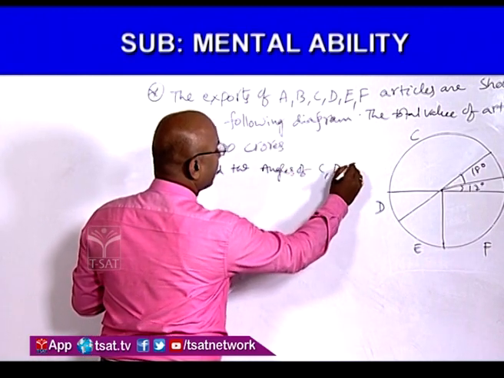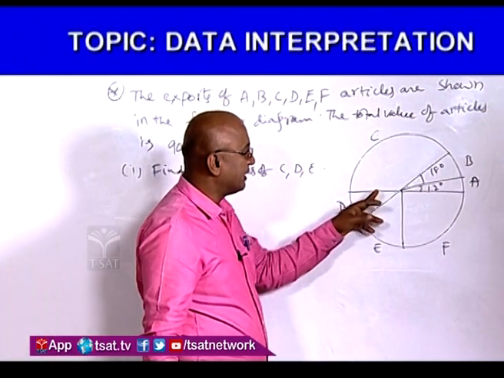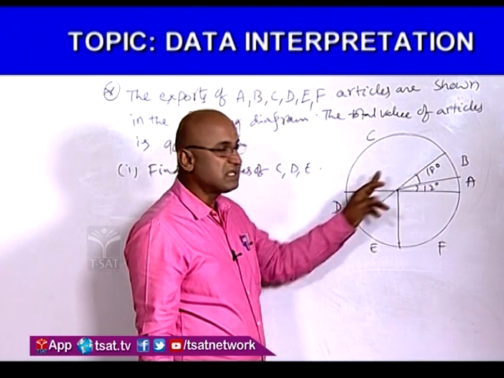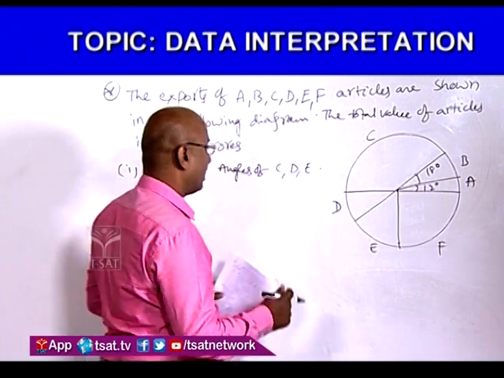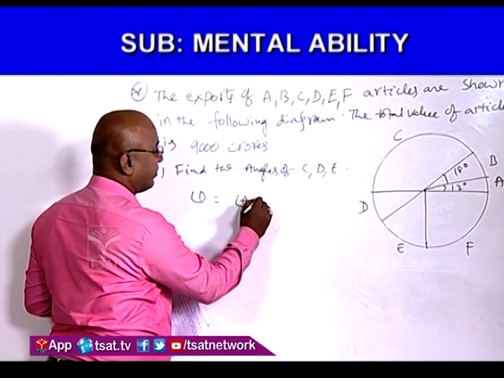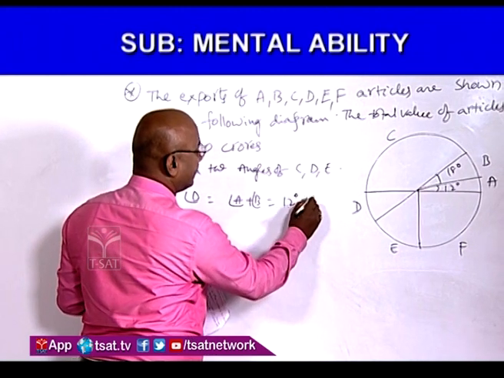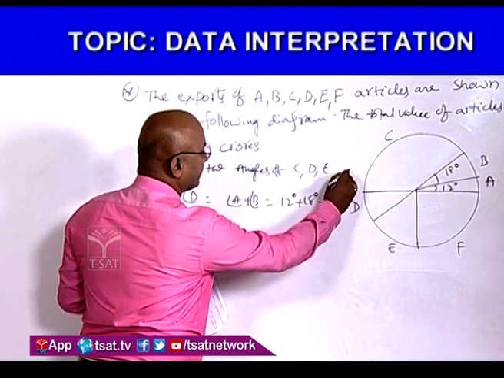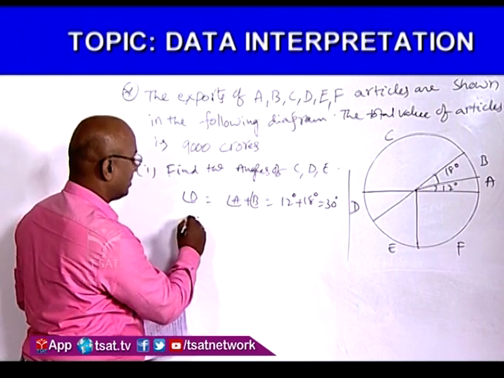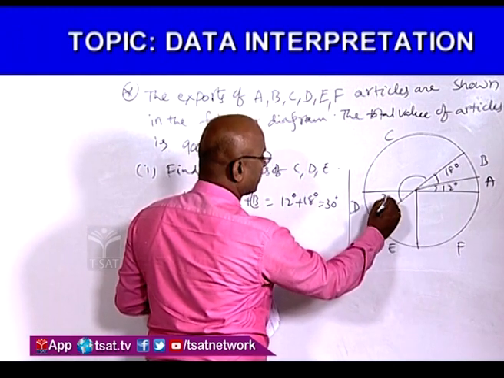We know that just in the previous problem we saw that when two lines bisect each other, the opposite angles are equal. Now angle D is equal to angle A plus angle B. That is equal to 12 degrees plus 18 degrees, that is equal to 30 degrees. And angle C is equal to this one. So angle D is equal to 30 degrees.